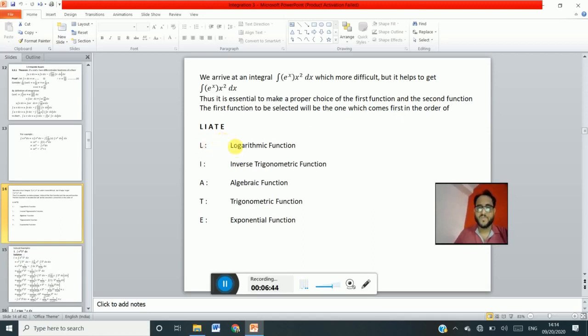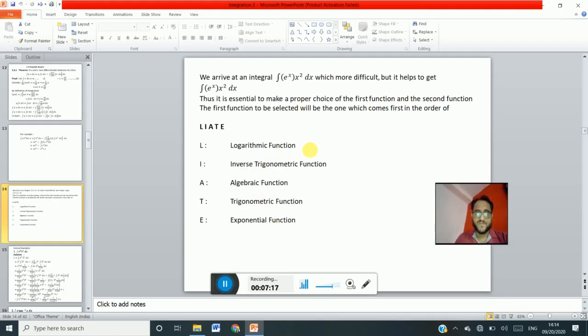L-I-A-T-E, LIATE. What is this? L stands for logarithmic function, I stands for inverse trigonometric function, A stands for algebraic function, T stands for trigonometric function, and E stands for exponential function. So along with this LIATE, the function which comes first in this order should be considered as the first function, right? And which is second, that should be the second function considered here, right?